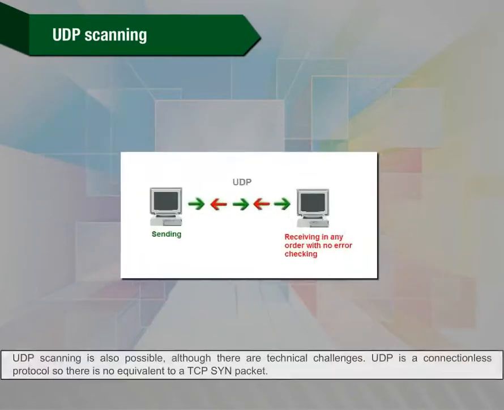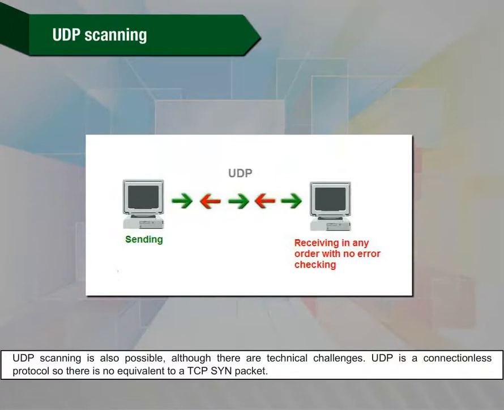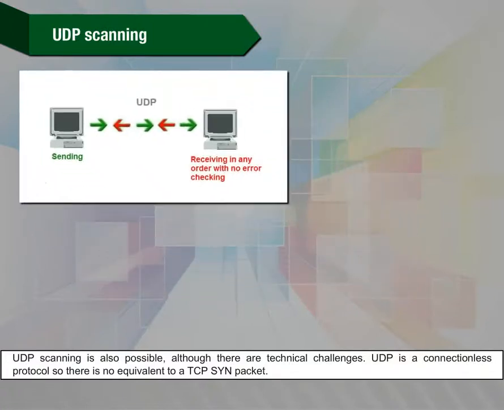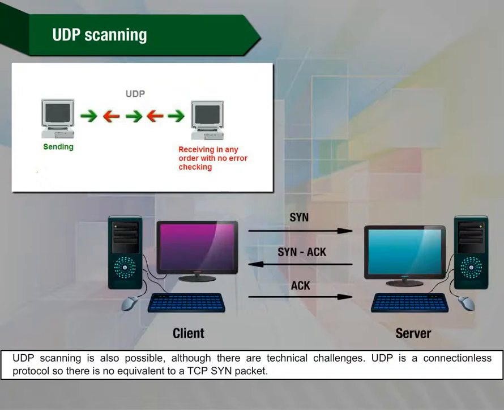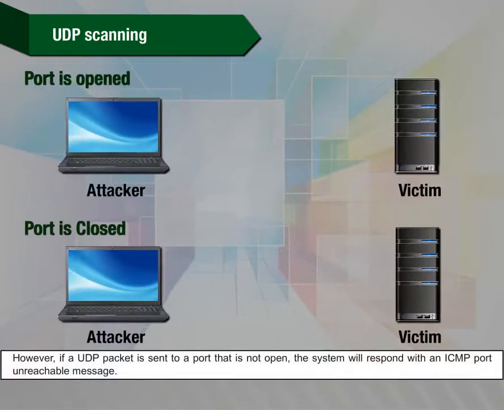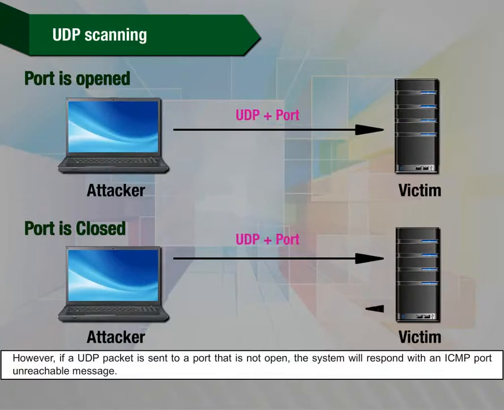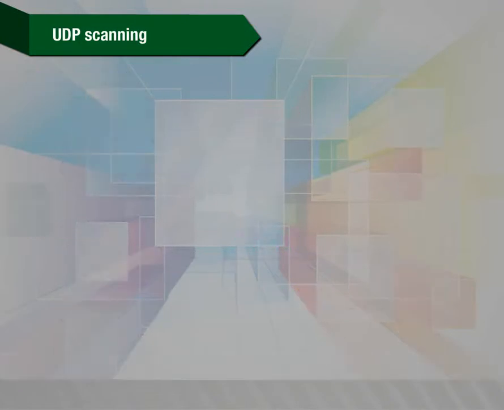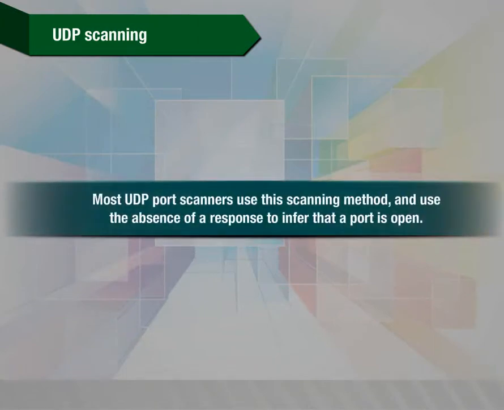UDP scanning. UDP scanning is also possible, although there are technical challenges. UDP is a connectionless protocol, so there is no equivalent to a TCP send packet. However, if a UDP packet is sent to a port that is not open, the system will respond with an ICMP port unreachable message. Most UDP port scanners use this scanning method and use the absence of a response to infer that a port is open.